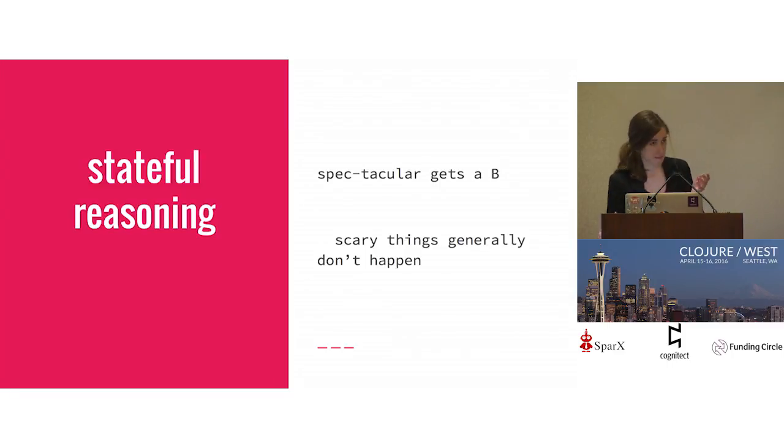So spec-tacular gets a B, and then it really does keep scary things from happening in general. You don't really have to think too hard to keep scary things from happening, but it also doesn't help you with the scary things, right? Sometimes scary things need to happen. You need to do these weird asynchronous merges, and it doesn't help you with them.